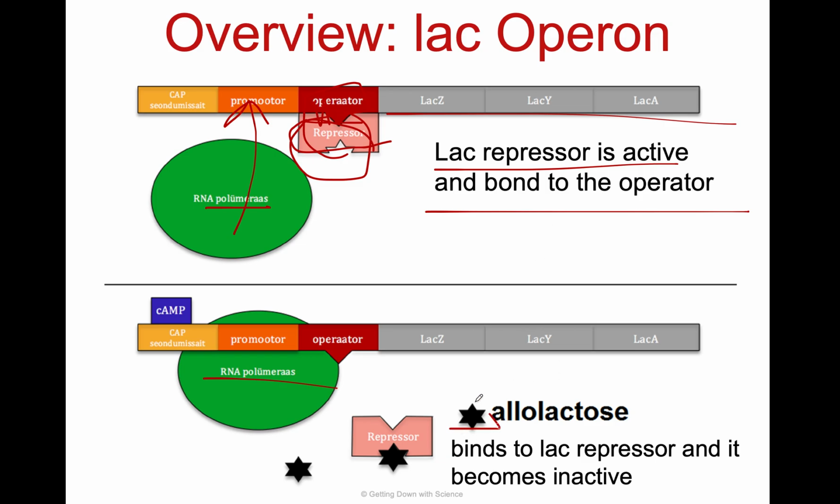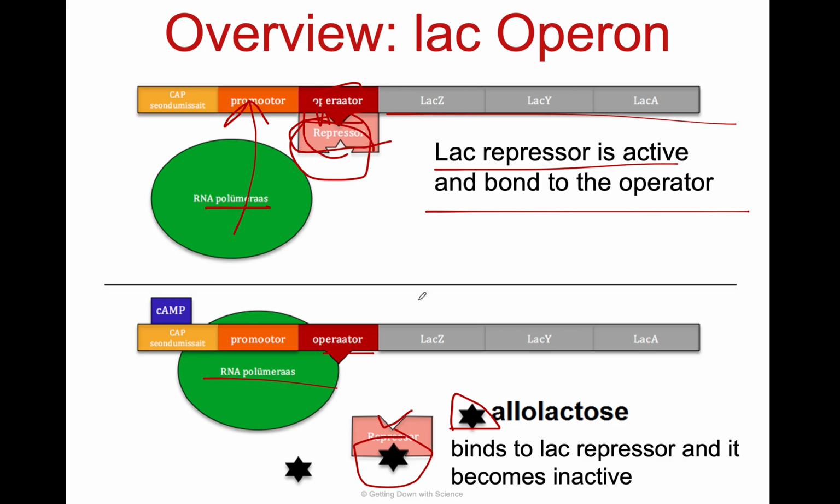But we have allolactose, right? That will bind somewhere else. This is the allosteric site, okay? Because this site up here, this is like the meat and potatoes site, hangs out with the operator, right? But allolactose, it'll bind, and this will become active. The whole lac repressor will become active.